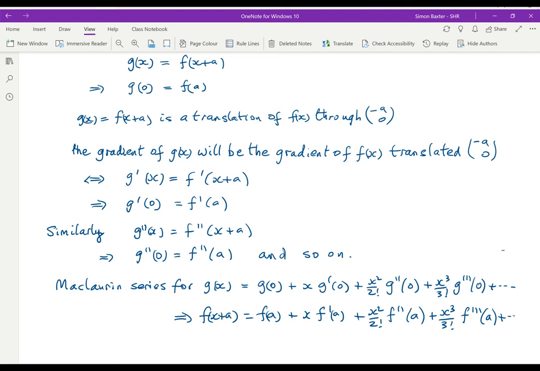And this is the Taylor expansion or Taylor series for f(x) about x equals a.